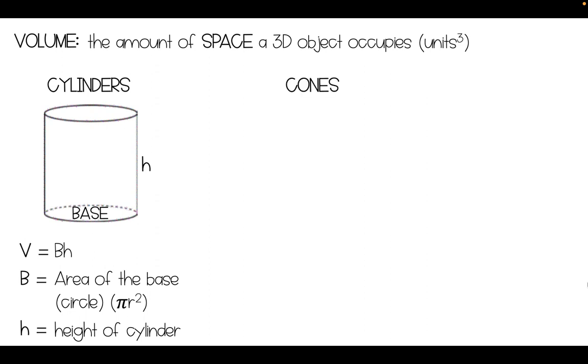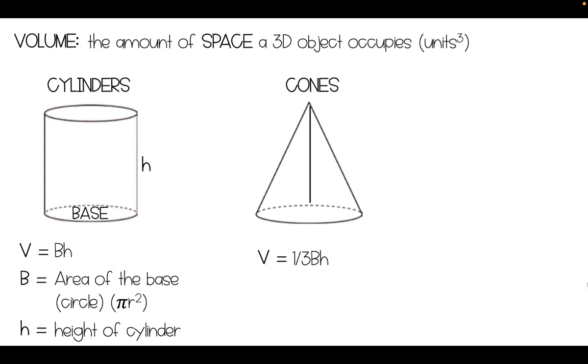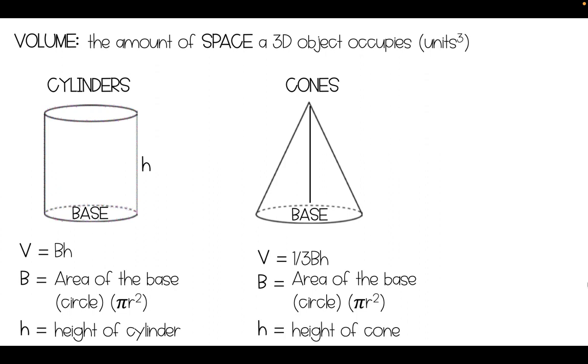Our second shape is cones. So a cone looks like this. Again, V equals 1/3 big B times H. So it's the same formula as a cylinder, but we've added that 1/3. So big B still stands for the area of our base, which is our circle at the bottom. And then H is this time the height of the cone.